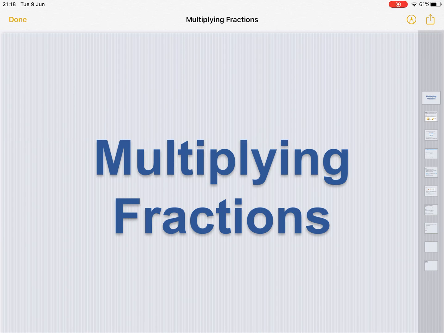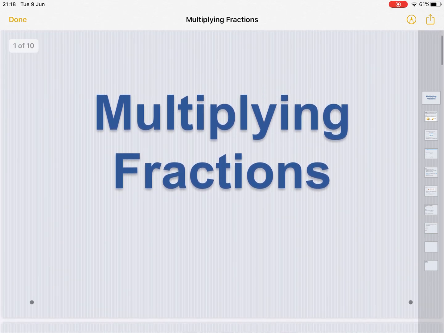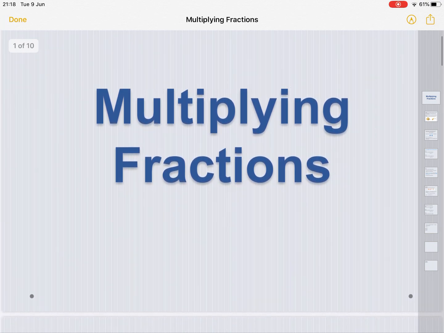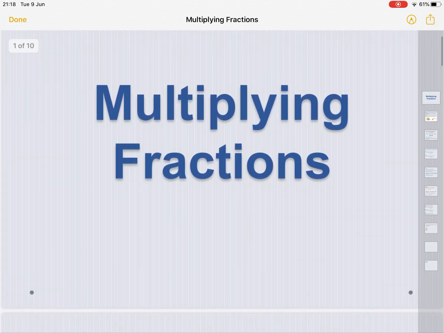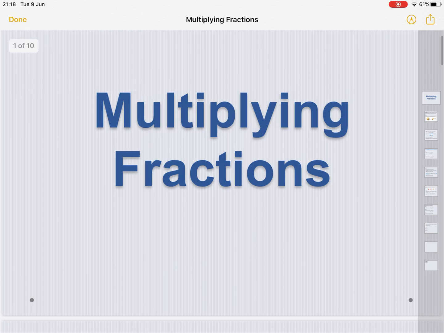Good morning, boys. Today we are focusing our lesson on multiplying fractions. Okay? We've already done finding a fraction of a quantity and we've dealt with multiplication, but now we're not going to deal with a fraction multiplied by a whole number, but a fraction multiplied by a fraction. Okay?